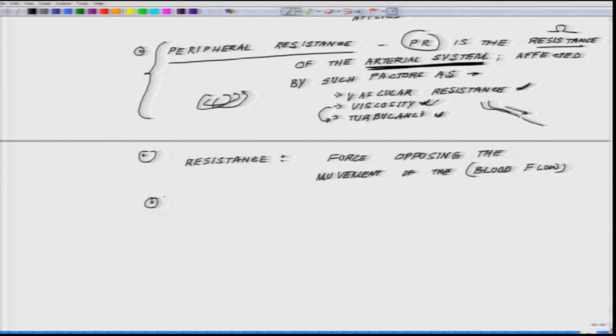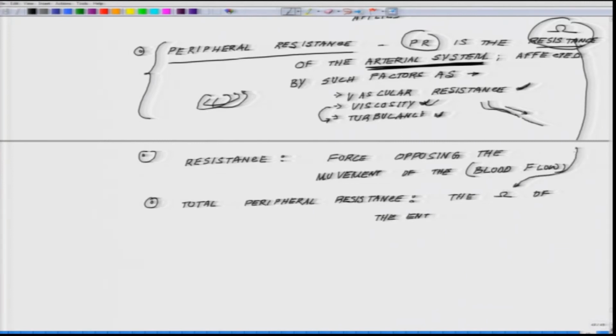Then we come to total peripheral resistance. Total peripheral resistance is the resistance of the entire cardiovascular system.